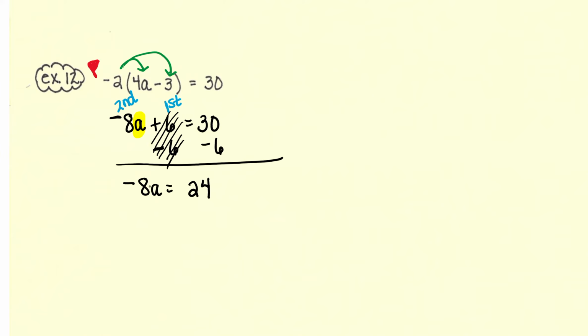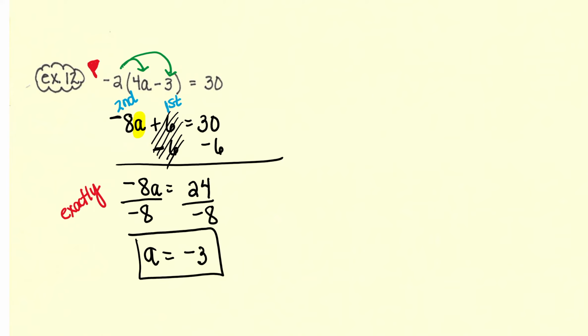They are attached at the hip, or they're multiplied together. So I'm going to divide. And remember, we said you divide by exactly what you see. And so a is equal to positive divided by negative is a negative 3.